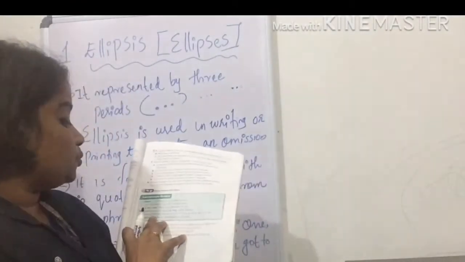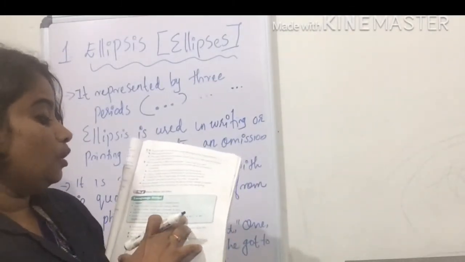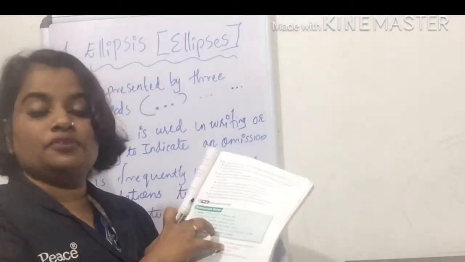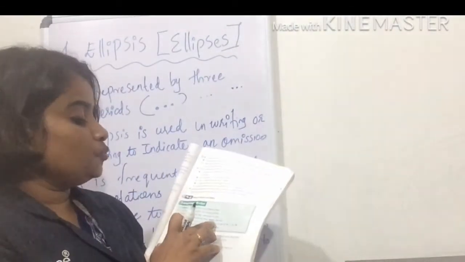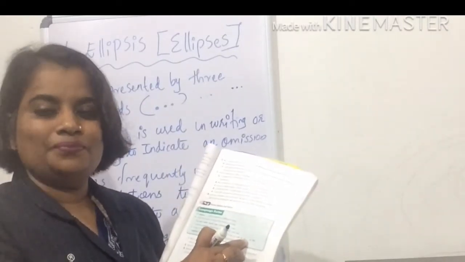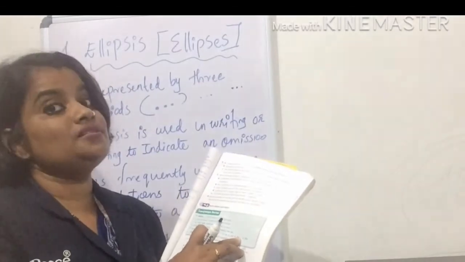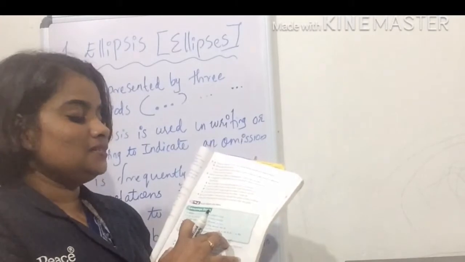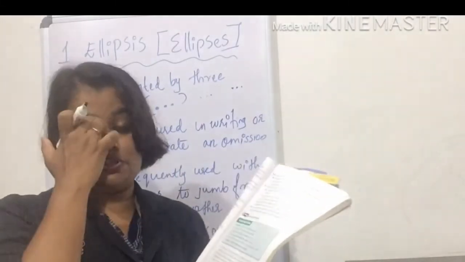Third one is, it shows something has been omitted: to be or not to be. The same as the first one because it represents the omission. To be or not to be, then what comes, we don't know. So you can use ellipses in such cases. This is the beginning of a famous Shakespearean quotation.